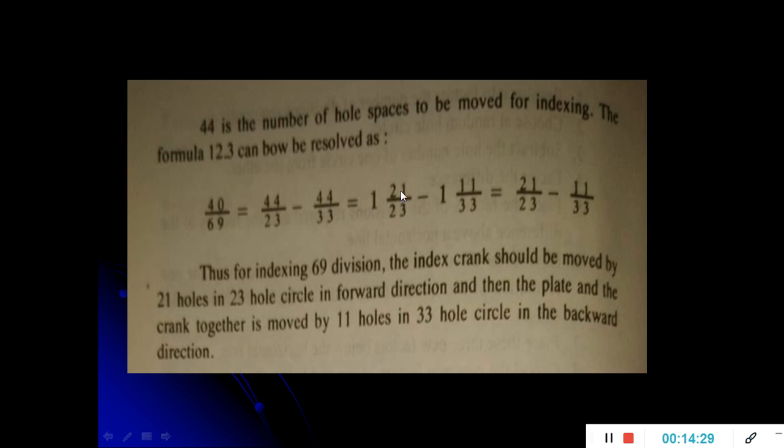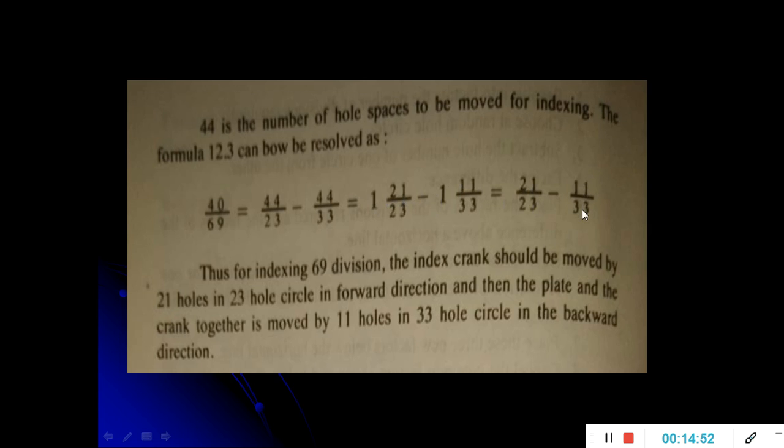So 21 by 23. If I solve this, 23 ones are 23 plus 21, it is 44 divided by 23. Similarly, minus 111 by 33. I can rewrite these two in this form. Now 1 gets cancelled here. So 21 by 23 remains and 11 by 33.